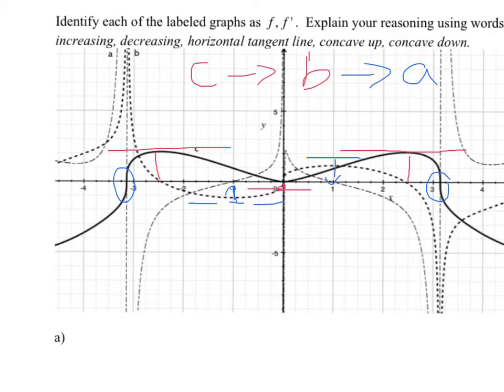We have C, which is our function. C has a derivative of B, and B has a derivative of A. You can use any of the reasons that we used to figure that out to explain your reasoning. Generally, the first thing you want to look for are horizontal tangent lines, and if they have zeros on their reflected graphs.